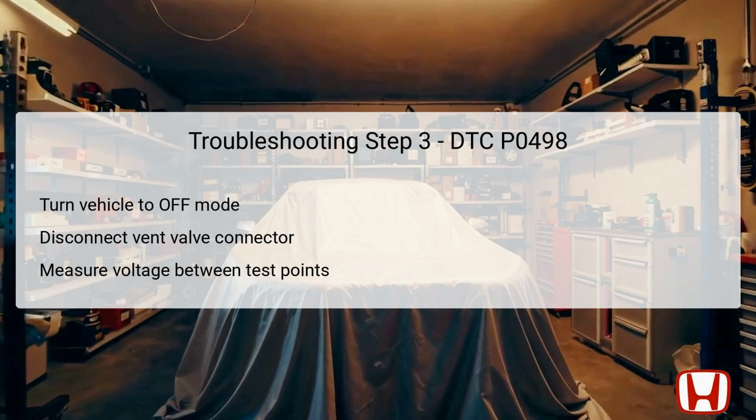Measure the voltage between the two specified test points, noting that test point 1 connects to the number 1 terminal of the vent shut valve connector, while test point 2 connects to body ground. A critical component of this process is to establish whether battery voltage is present.